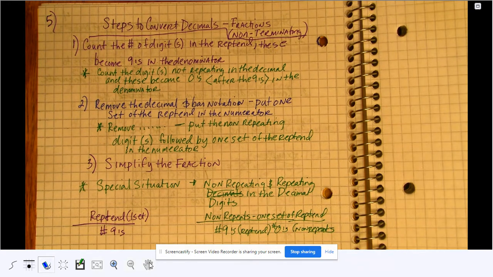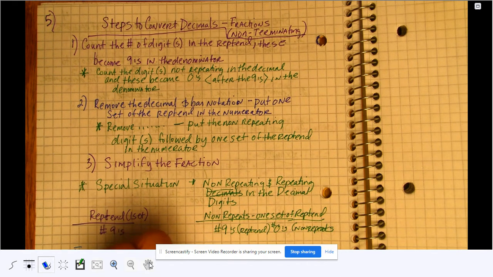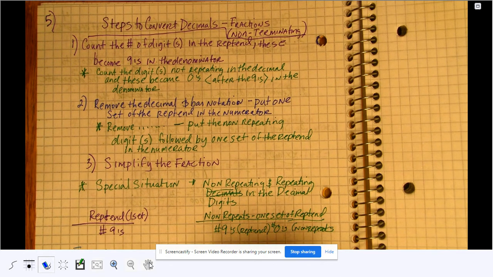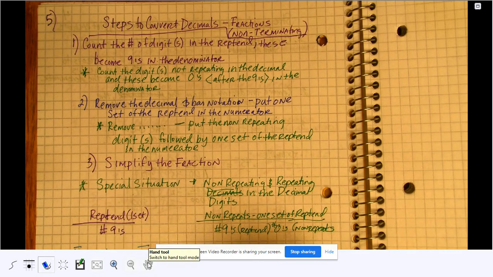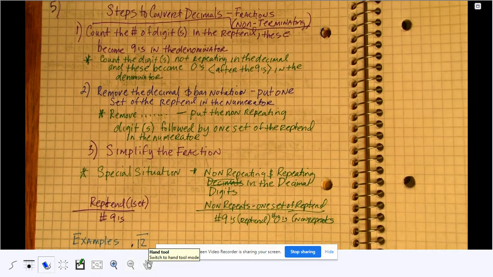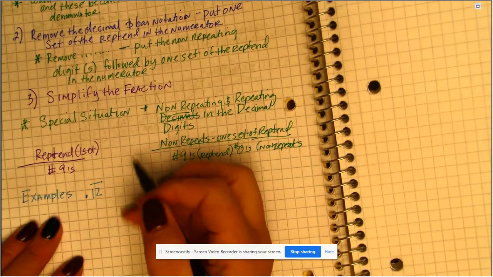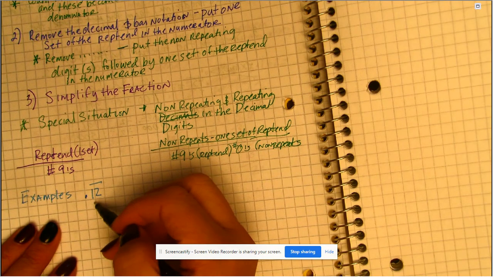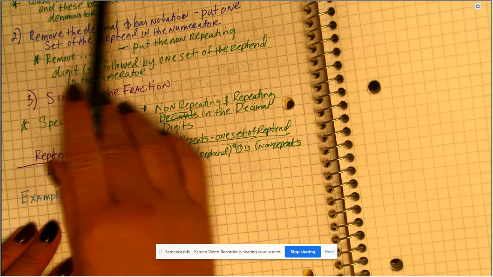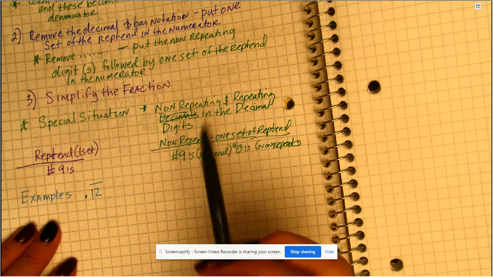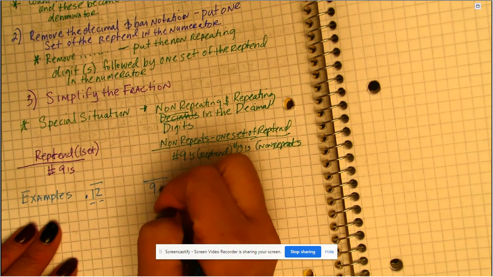Okay, so some examples. Some examples would be if we have 0.12 repeating. So according to the rules, these are all just part of the reptend. So I go to the purple and it just says count the number of digits in the reptend. These become nines in the denominator. So I have 1, 2. My denominator becomes 99.